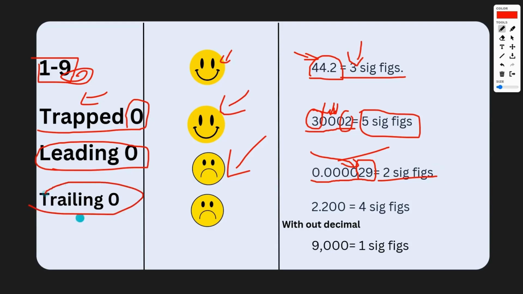Trailing zeros. There are 2 kinds. Trailing zeros are not significant, but if they have a decimal point, then they will be significant, like 2.200 has 4 sig figs. But instead of a decimal, if we put a comma there, the zeros that follow the non-zero number are not significant. So this only has 1 sig fig.